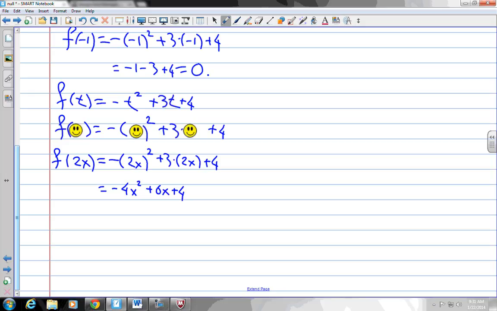So if I put that kind of a thing on the inside, I multiplied every variable by 2. If I put this on the outside, then I'm multiplying the entire function by 2. So this is 2 times negative x squared plus 3x plus 4. Right, 2 times the function. So simplifying this gives you that. You see there's a difference between putting 2 on the inside and putting 2 on the outside. Putting 2 on the inside, you mess with the independent variable. Putting 2 on the outside, you mess with the dependent variable.